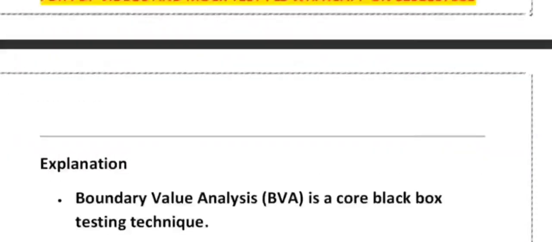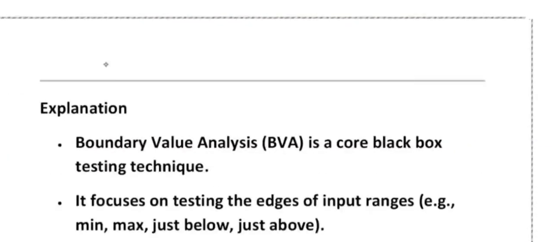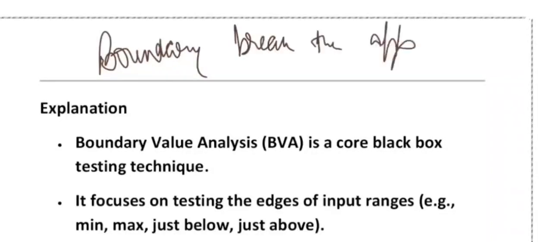So just a way to remember it like this: boundary breaks the app. Just remember it. Boundary, what does it do? It breaks the app, right? So boundary value analysis saves the app. Range ka king BVA, or where limit matters, BVA is better, right? So wherever limit matters, BVA will be better.